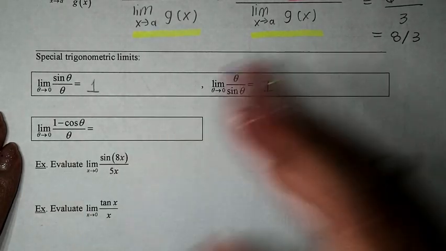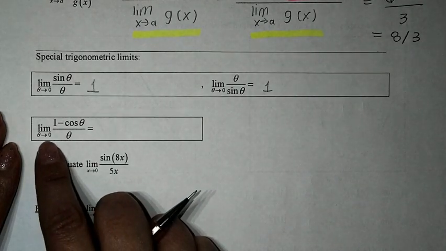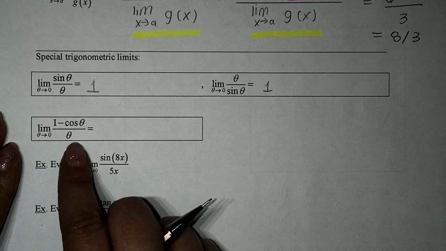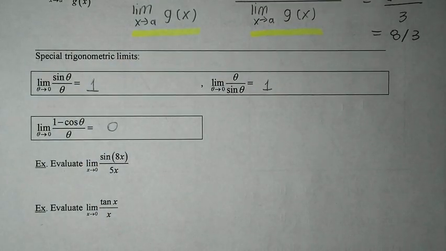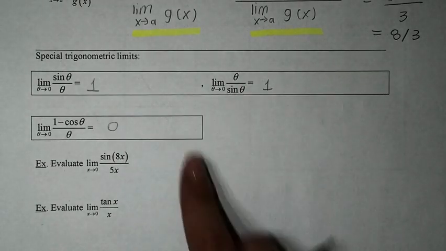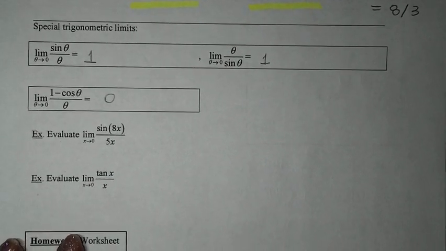Now, similarly to this too, but a little bit different, you have the limit when theta approaches 0 of 1 minus cosine theta divided by theta. This is going to be equal to 0. Okay, so those are the 3 rules that we have for now. Later in life we'll prove it, but right now you need to remember them as rules.